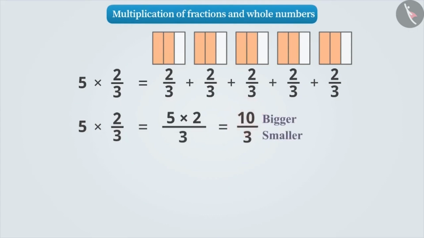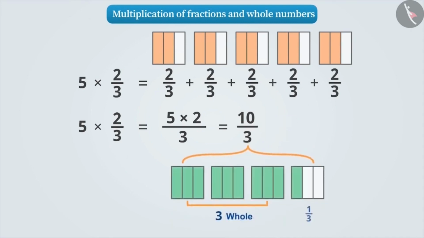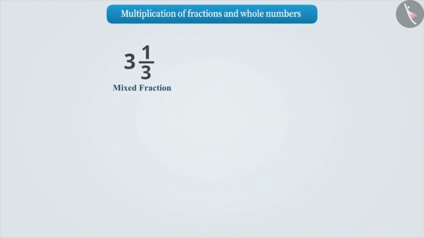Here, the numerator 10 is greater than the denominator 3. Such a fraction is called an improper fraction. In 10 by 3, 3 is a whole number and 1/3 is part of a whole number. So, we can express 10 by 3 as 3 and 1 by 3. A fraction that is expressed as a combination of a whole number and a proper fraction is called a mixed fraction. If we have to multiply a mixed fraction by a whole number, how will we do it? Think about it.